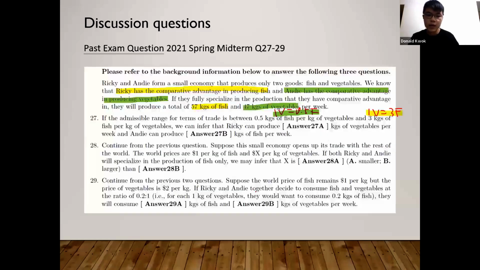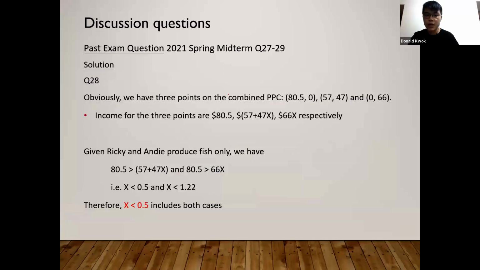And question 28, we have the world price of fish at $1 and vegetables is X dollars when they open up to trade. If they only produce fish, what will be the range of values of X? So for this question, we need to check the income at the 3 key points on their PPC: the x-intercept, y-intercept, and the kink point.